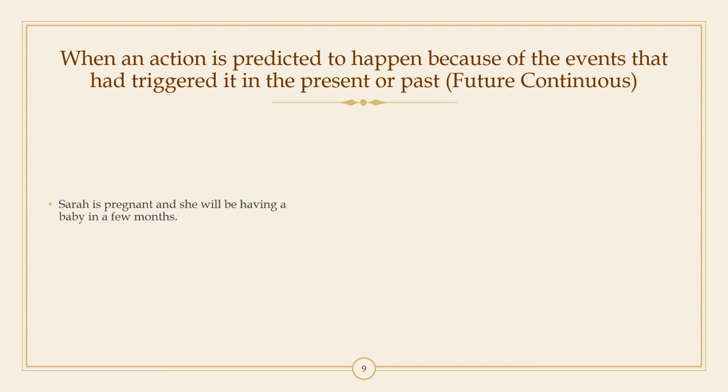So like the definition we have here, the grammar approach we have here, we are taking part in this grammatical exercise by giving this definition: when an action is predicted to happen because of the event that had triggered it in the present or past, right? So what is the present situation which had triggered it in this example? Sarah is pregnant. What is the future event which is predicted to happen? Obviously, if a woman is pregnant, she has to give birth to the baby in the future, right? But the being pregnant is happening in the present.